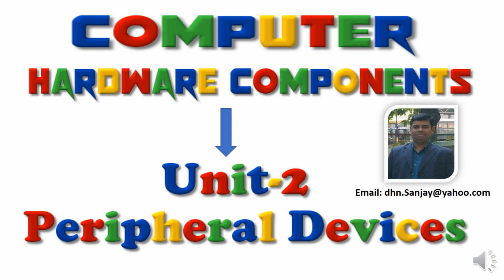Now I will continue with a new chapter, that is Unit 2, Peripheral Device. That is the part of the same chapter, that is the first chapter, but it is the second unit of the first chapter. The chapter name is Peripheral Device. So let us continue with the topic.